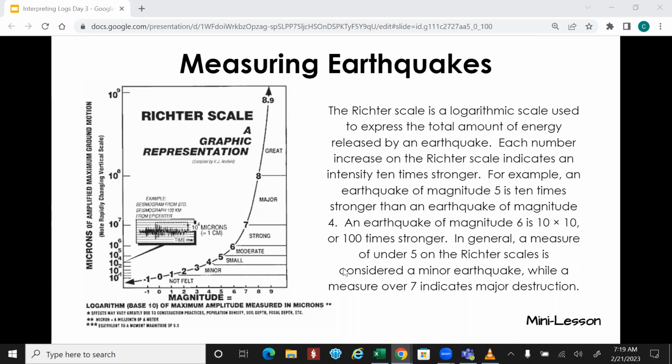In general, a measure of under 5 on the Richter scale is considered a minor earthquake, while a measure over 7 indicates major destruction. Okay. And here's a cute little chart that shows you how that works out.